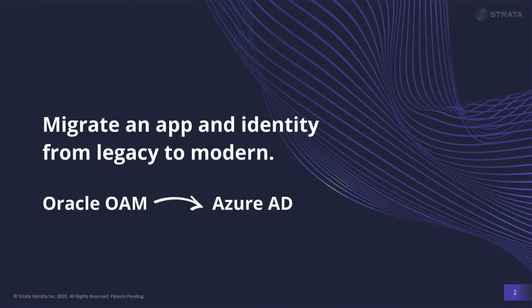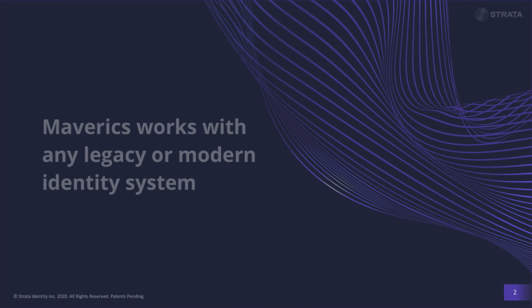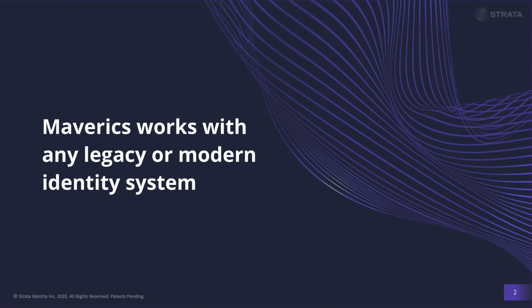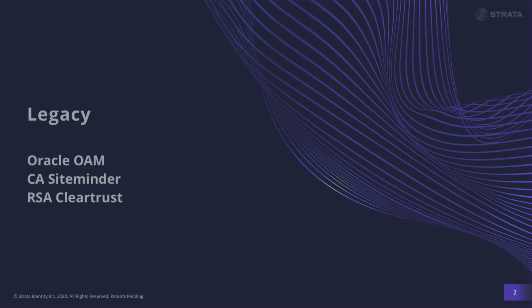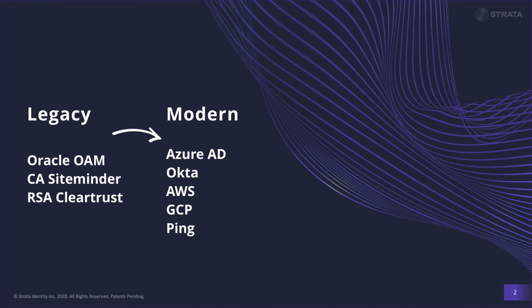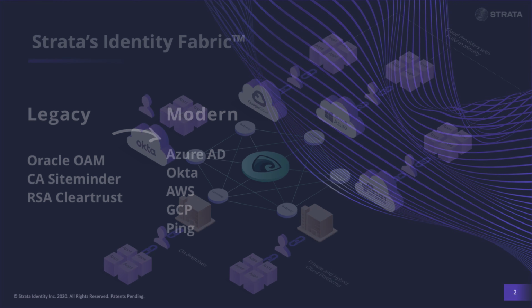Now that said, don't worry about which systems we're using. Maverics is flexible and works with any legacy or modern identity system and directory. Whether you need to migrate from Oracle or CA SiteMinder or RSA ClearTrust, Maverics can help. And if you want to move to Azure Active Directory, Okta, or some other modern identity system, Maverics can help.